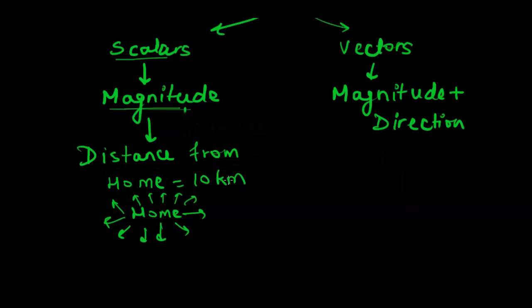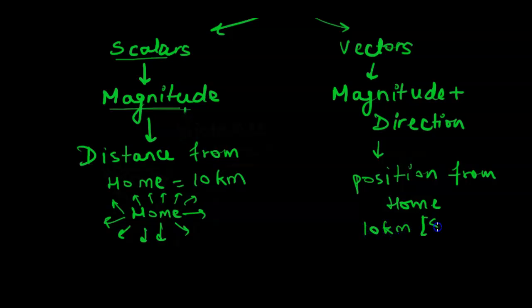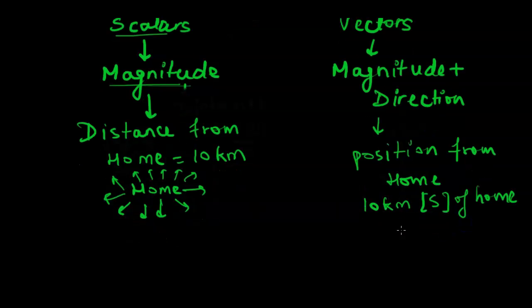Now if I describe my exact position, I use vectors. So if I want to describe my position from home, I say that I am 10 kilometers south of home. In this case, my parents know exactly where to go. So they can come 10 kilometers south from home, and this is where I'll be standing.